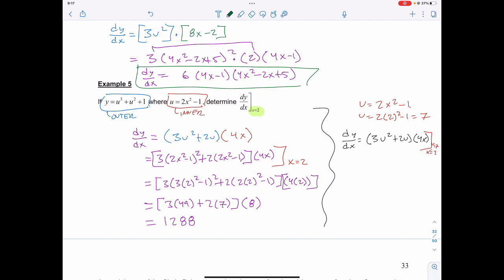We can say that that is going to equal 3 times 7 squared plus 2 times 7 is being multiplied by 4 times 2, and that also gives me 1,288. So both methods are perfectly viable.